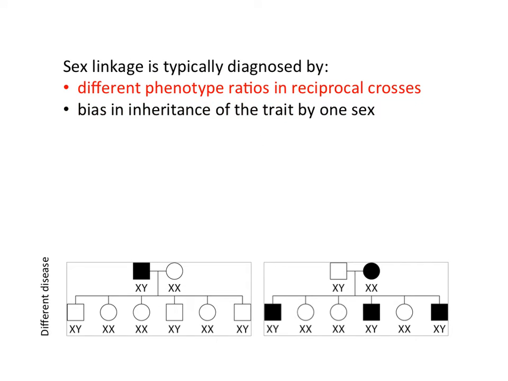Here's another example. This is probably more obvious than the last one. What's going on here? Where are the biases? So if dad's affected, nobody gets the disease. If mom's affected, what happens? Only her sons get the disease.